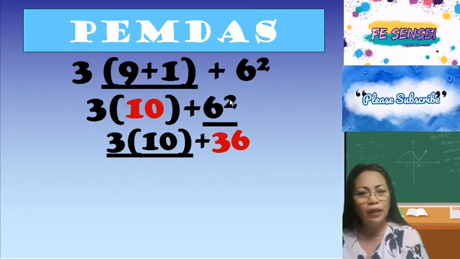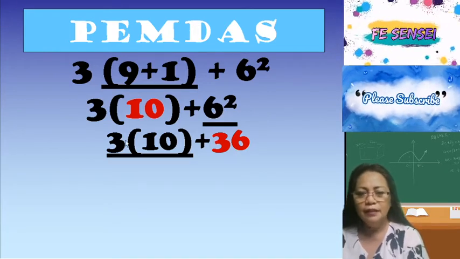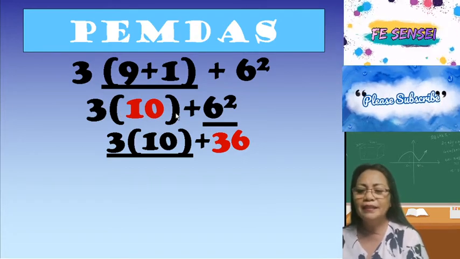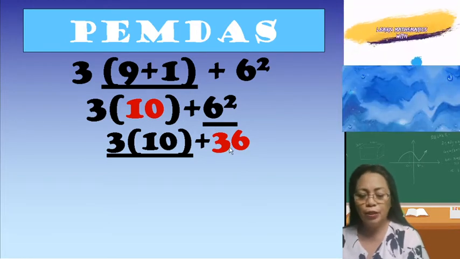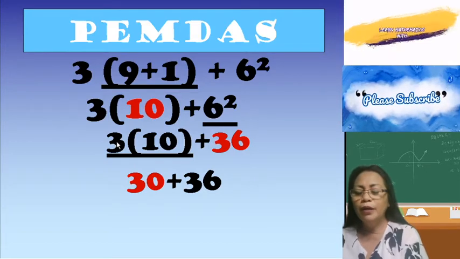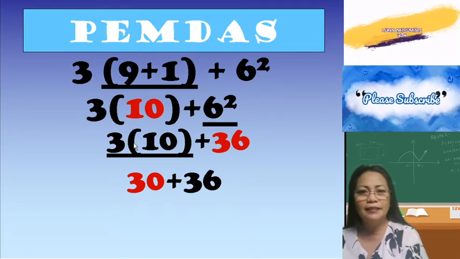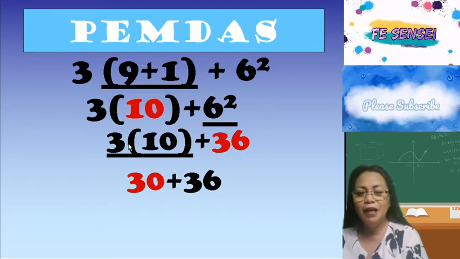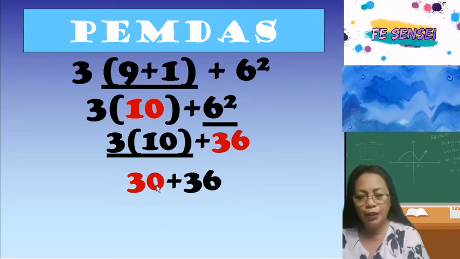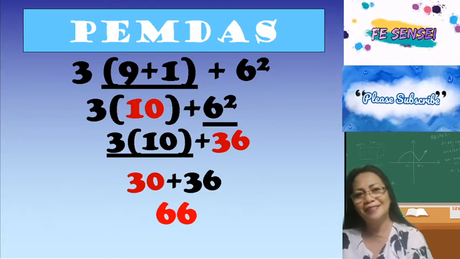So 6 squared is the same as 6 times 6, which is 36. So 3, open parenthesis, 10, close parenthesis, plus 6 squared, which is 36. Then, we can't find any operation between 3 and the parenthesis, which is the same as multiplication. So this is 3 times 10 equals 30, plus copy 36, and the answer is 66.